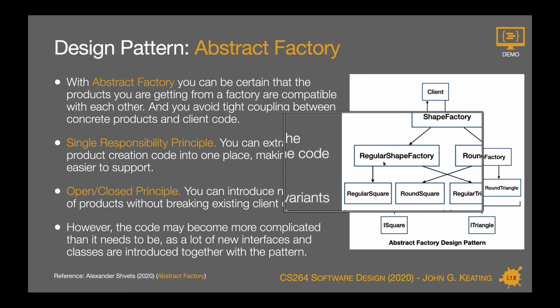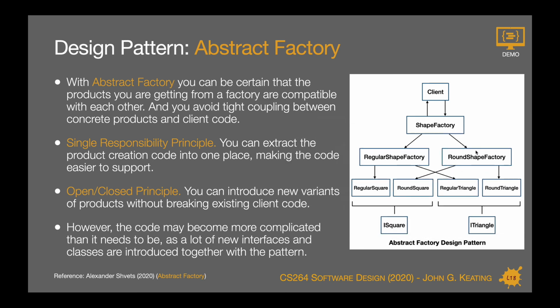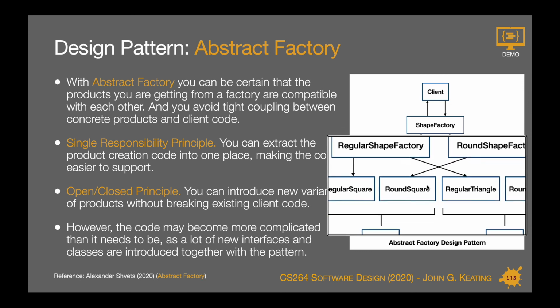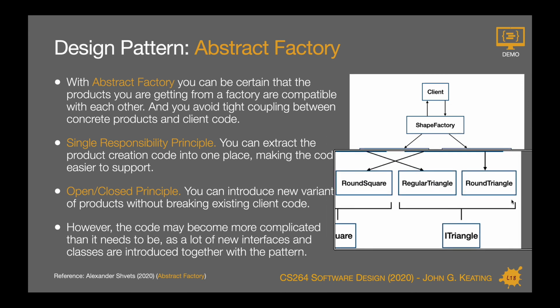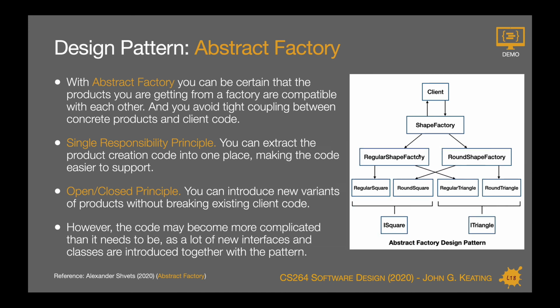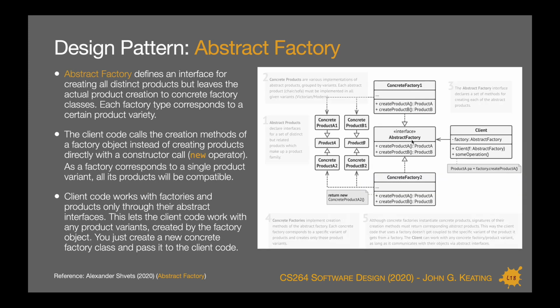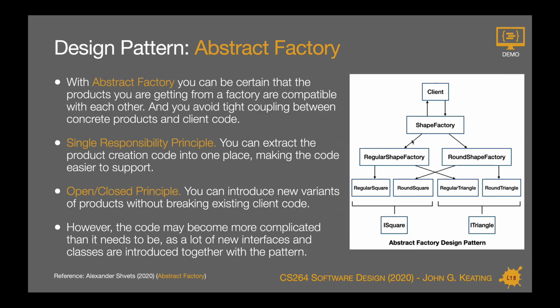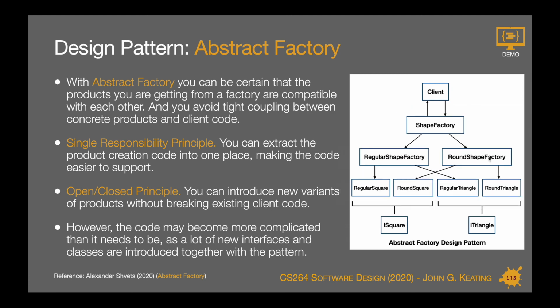And a regular shape factory produces regular squares and regular triangles. And a round shape factory produces round squares and round triangles. But these are still triangles, okay? And these are still squares, okay? Because product A and product B, essentially, as we saw in the earlier UML diagram, are both produced by the factory, just a variant. And so it's straightforward to manage, okay?